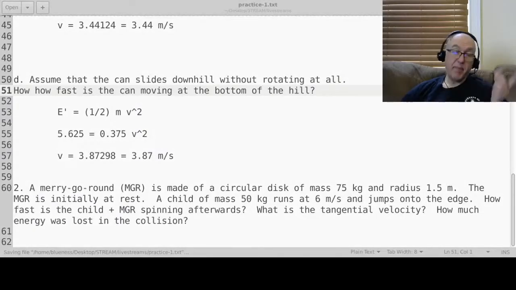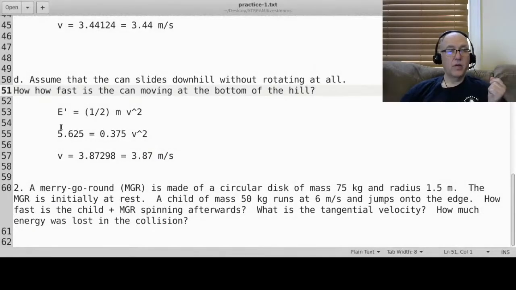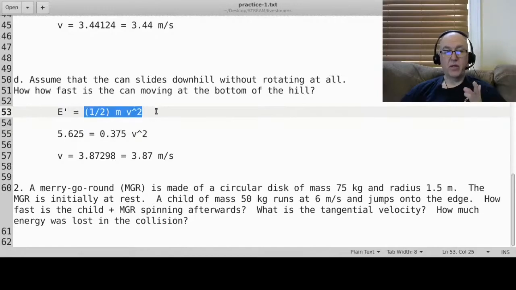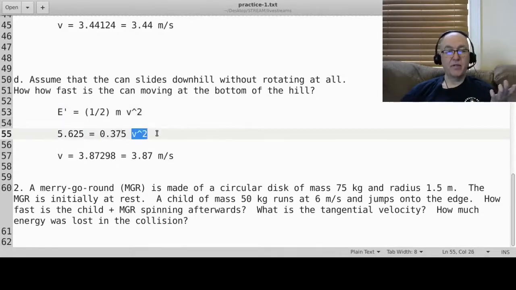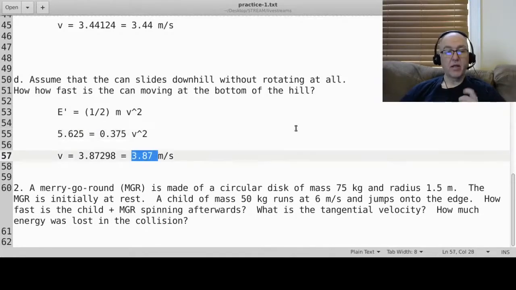And the answer is even bigger. The total energy, it's still that 5.625 joules, is equal to 1/2 mv squared. 1/2 m is 0.375, and the only unknown is v. So solve for v, and it turns out to be 3.87 meters per second. So if this can were to go downhill, dropping a vertical distance of 75 centimeters, and it's perfectly smooth, so it doesn't rotate at all.